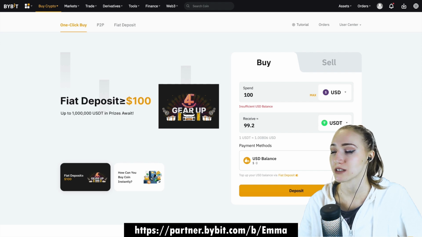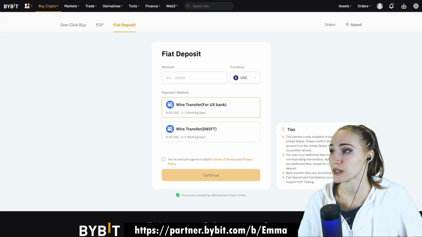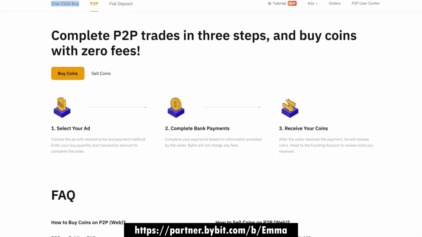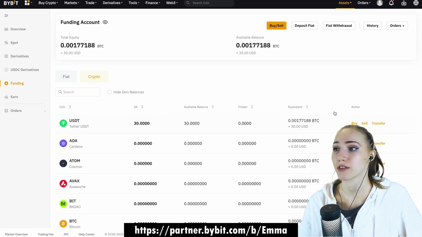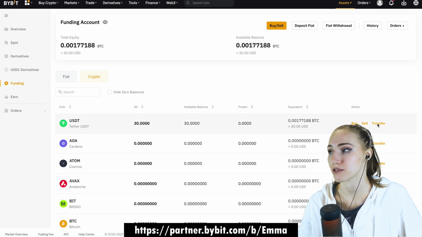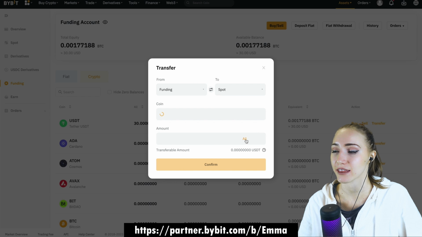If we're talking about the ways to withdraw cryptocurrency, then the same methods are available: withdrawal to the card, withdrawal via P2P system, or withdrawal of the cryptocurrencies. After the balance is replenished, the money will be credited either to your spot wallet or to a funding account. If the money is in the funding account, then you need to transfer it to the spot wallet like this, and now you can use it for trading.